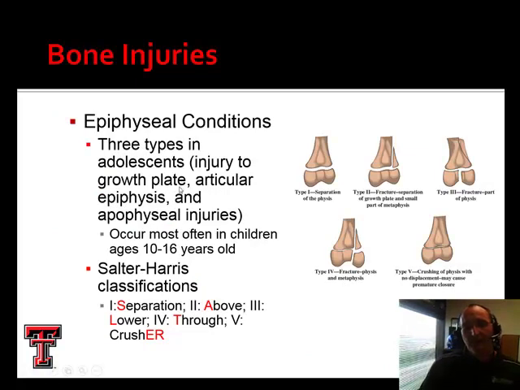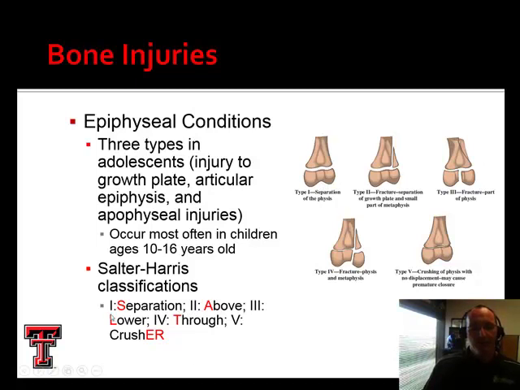In skeletally immature athletes, another thing we need to be concerned with are traditional fractures that involve the growth plate, because it can disrupt growth and result in a length discrepancy depending on the bone. We'll see this in kids 10 to 16. As I said, my son, he's 11, and he had what's called a type 2 Salter-Harris.